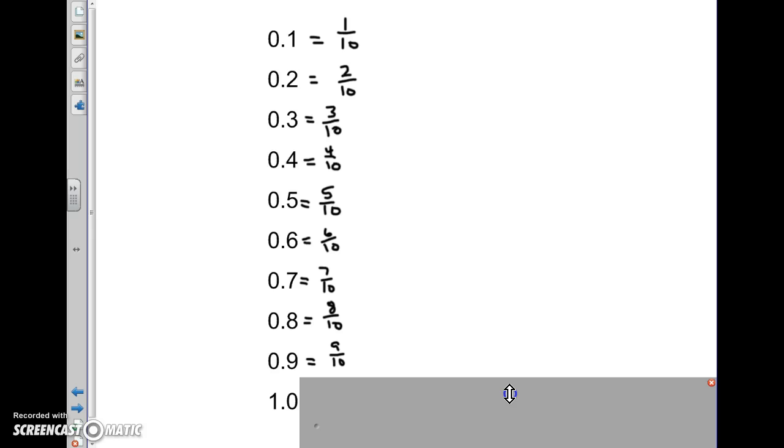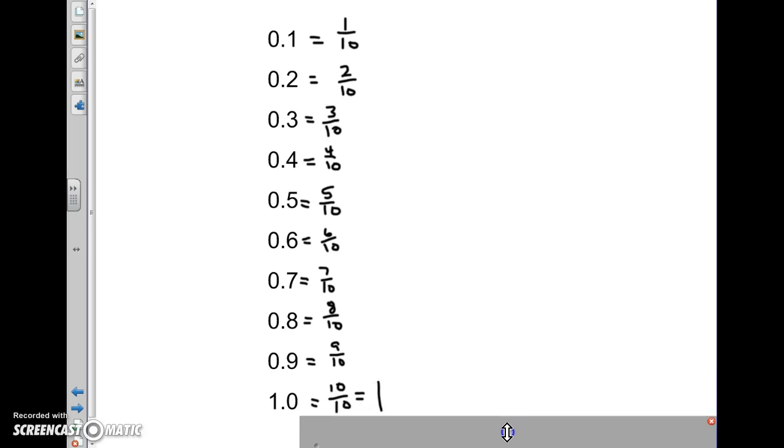As you know, if I add another 1/10 to that, 10/10 is the same as 1 whole. We can't put a 10 in the tenths place once we have 10/10. That means we move this over to the ones place, and we have 1 whole with 0 fractional parts. So it's 1.0. 10/10 is just 1 whole.